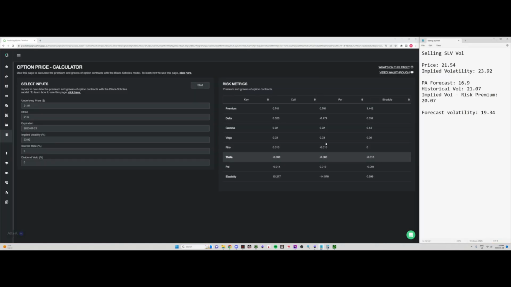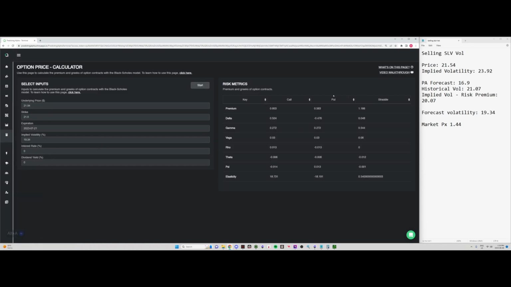That's pretty good considering the rounding and whatnot. So let's write down that the market price is $1.44. But that's implied vol, right? We disagree with this implied vol number. We think it should be lower. So what should the straddle actually be worth here? If we take all these same inputs, but we change the implied vol to where we think it should be, which is 19.34, we find that the straddle should only be worth $1.16. So that's a forecasted price.